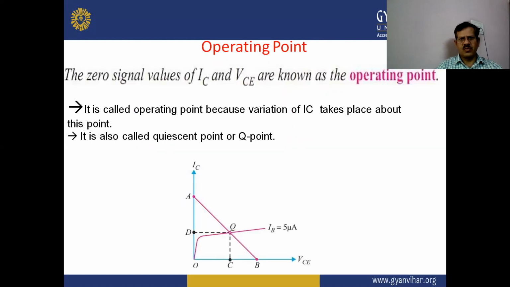Next, what is the operating point? The zero signal value of IC and VCE are known as the operating point. It is called operating point because variation of IC, or collector current, takes place about this point, and it is also called quiescent point or Q point. So this is the operating point.